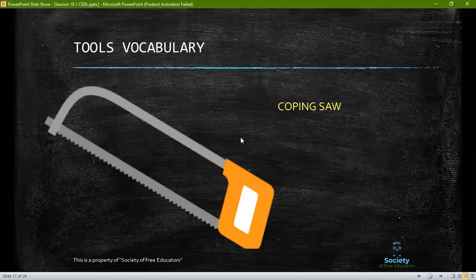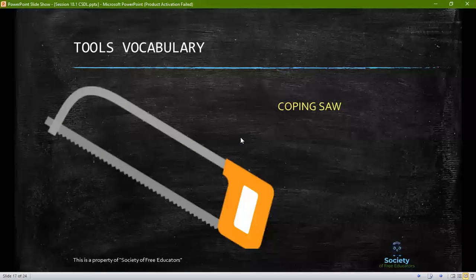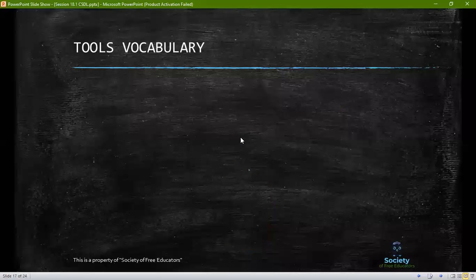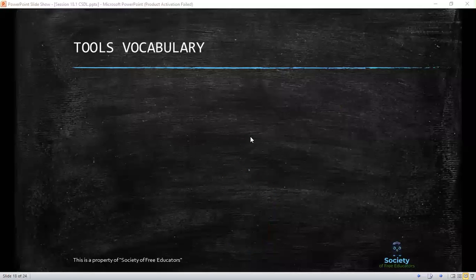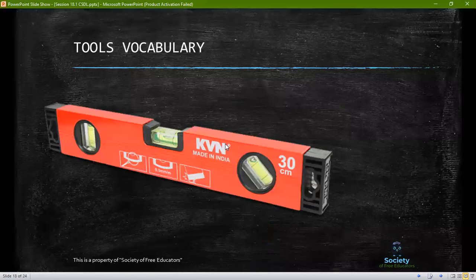Okay, and this saw, coping saw, can also be used to cut plastic pipes, but very finely, where the cut has to be adjusted very finely, where you have to give a lot of details to the finishing of the cut. We use coping saw, and there is another. What is this?